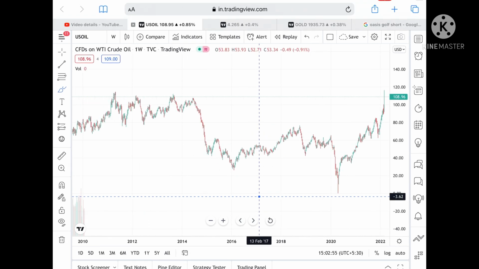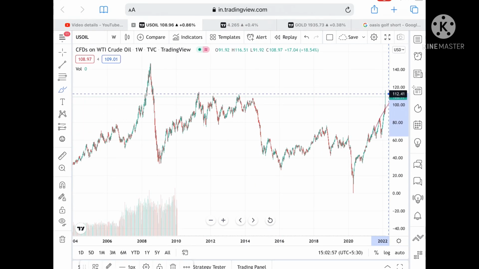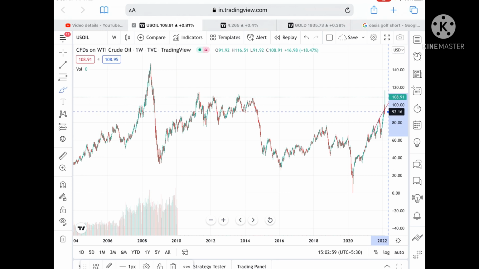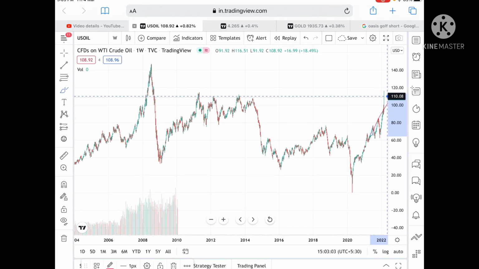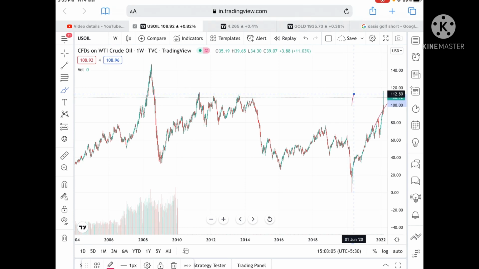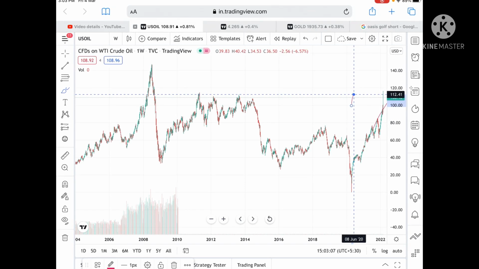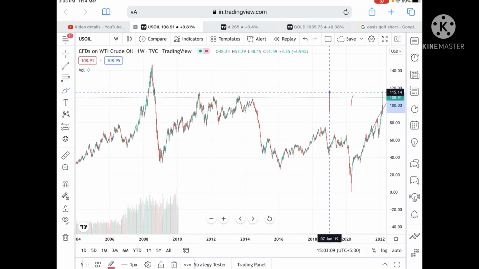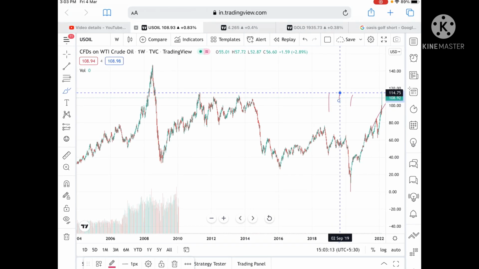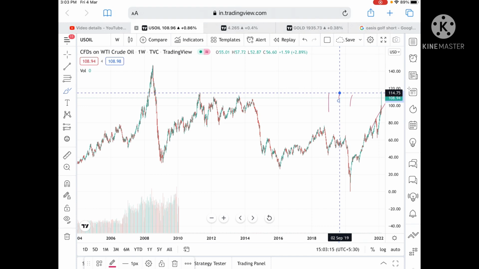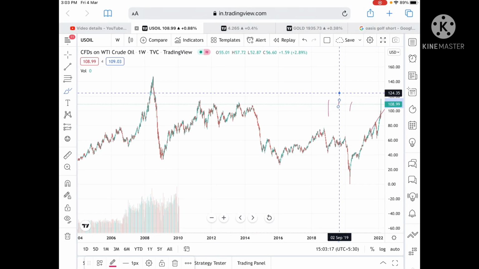Suppose the price sustains this level, then we can see it can touch a level of 110.08, and from there we can see it can touch a level of 112.41. And suppose the price sustains above this level, then we can see it can touch a level of 114.75. And if the price goes above this level, then we can see it can go further upside.